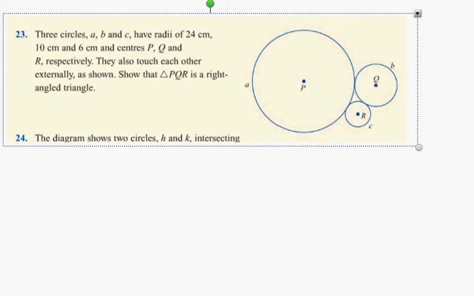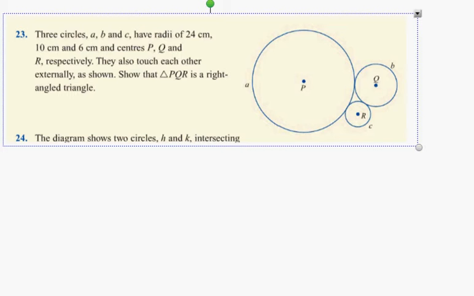23. A couple of circles, looks a bit confusing. Circles A, B and C have a radius of 24, 10 and 6. The centres are P, Q and R respectively. They also touch each other externally. Show that PQR is a right angled triangle. What rule do all right angled triangles obey? There's a rule out there that only right angled triangles obey.